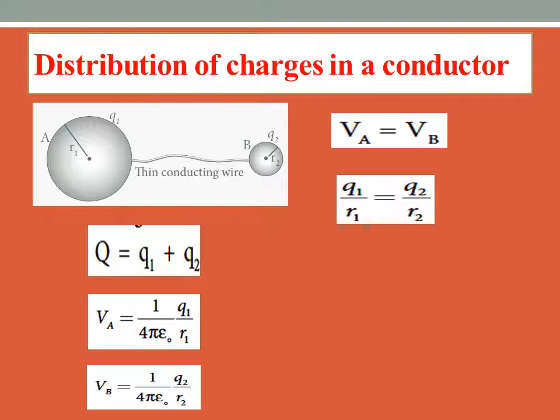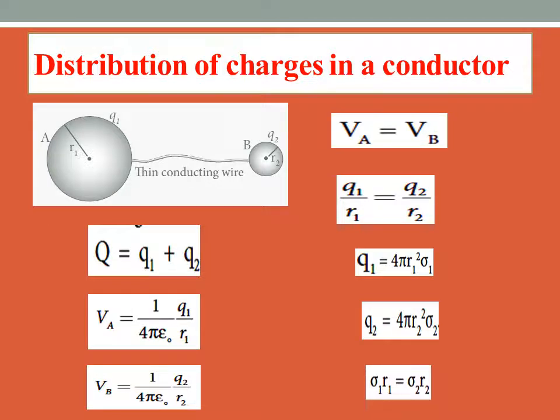Now, let us come to the charge density on the surface of the sphere. The total charge on the first sphere is Q1, which is equal to 4 pi R1 squared sigma 1. I hope you know sigma is the surface charge density and R1 is the radius. Similarly, for the second sphere, Q2 is equal to 4 pi R2 squared sigma 2.